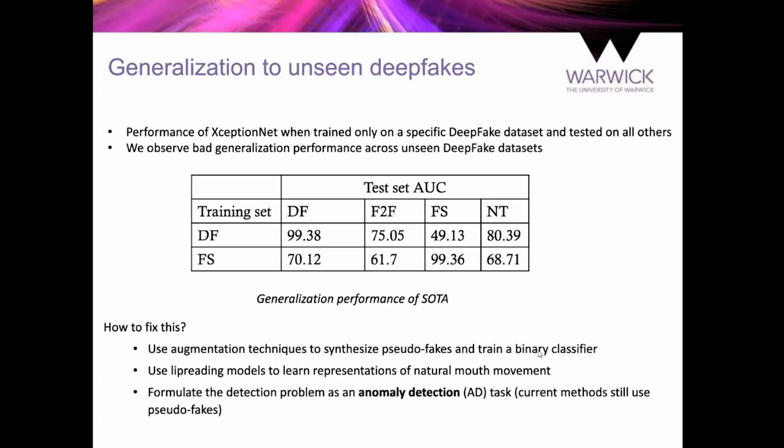Other people have used lip reading models to learn representations of natural mouth movement, and that can also be used as a cue to distinguish between real and fake videos. And lastly, where our work lies, recently people have started formulating the detection problem as an anomaly detection task, which basically means you effectively try to make use only of real images during training, such that you don't make any assumptions of how the artifacts in the deepfakes look like, and that theoretically should give you the most generalizable detection method. But until now, current anomaly detection methods still use pseudofakes at some point during the training process.